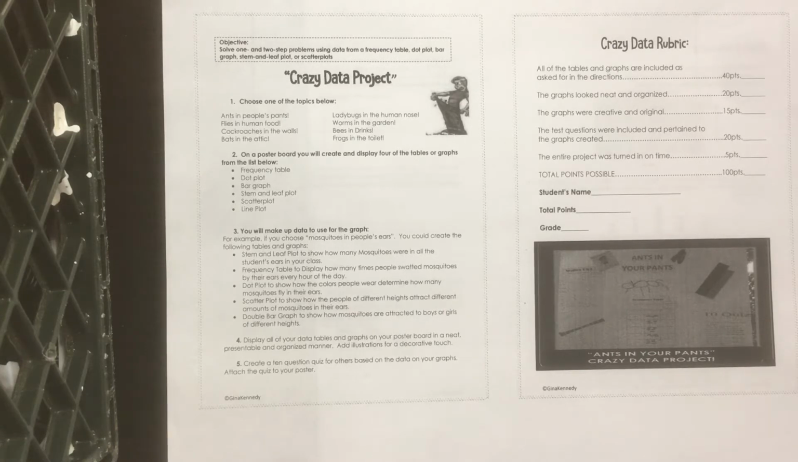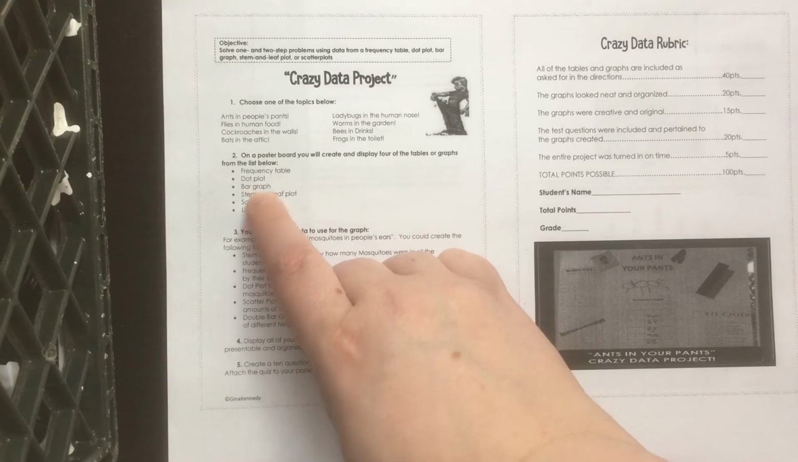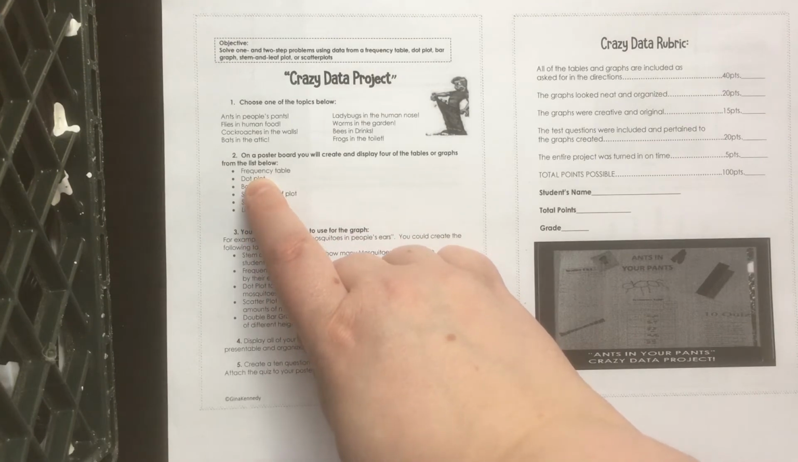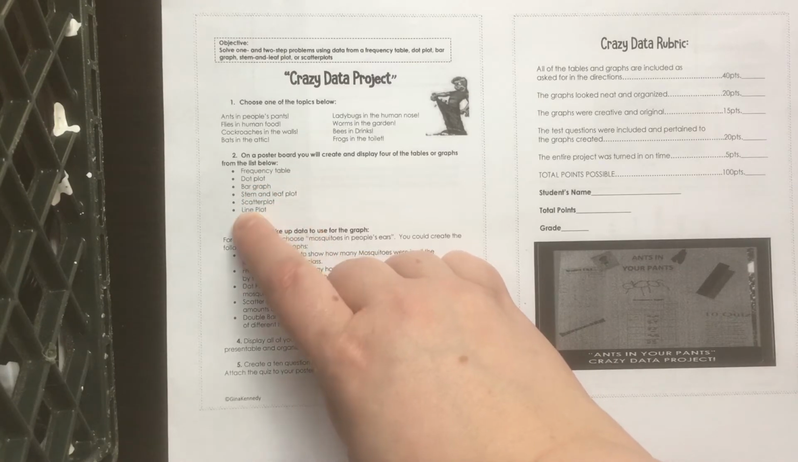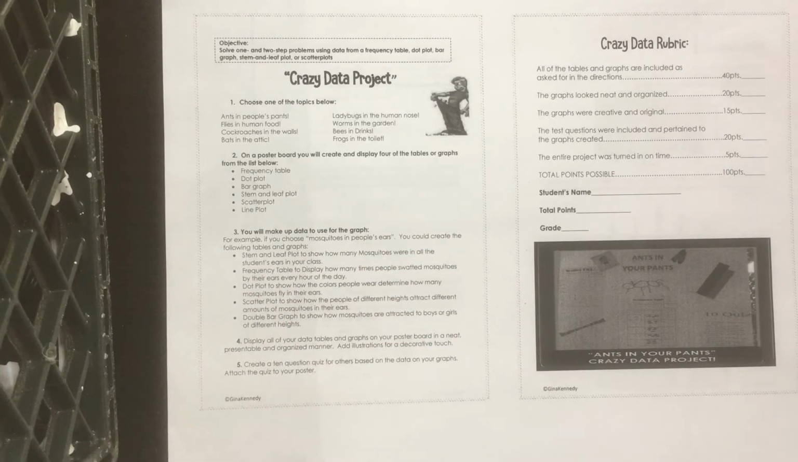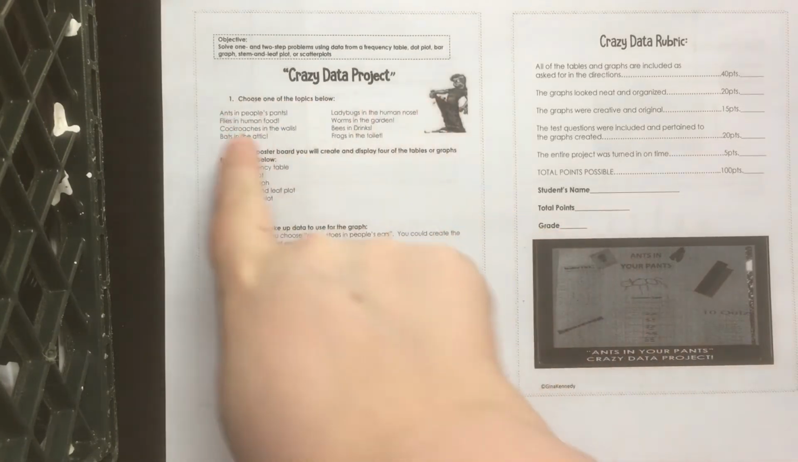And so there's a list of 6 different tables or graphs. So you have a frequency table, a dot plot, bar graph, stem and leaf plot, a scatter plot, and a line plot. And we've done some of this throughout the year, and you have in previous years. And so we are going to practice that today. Okay, so there are 8 different scenarios.